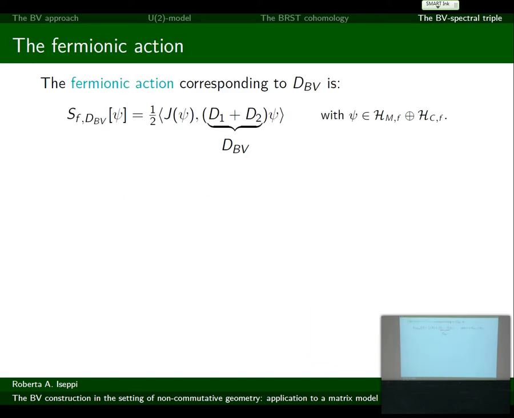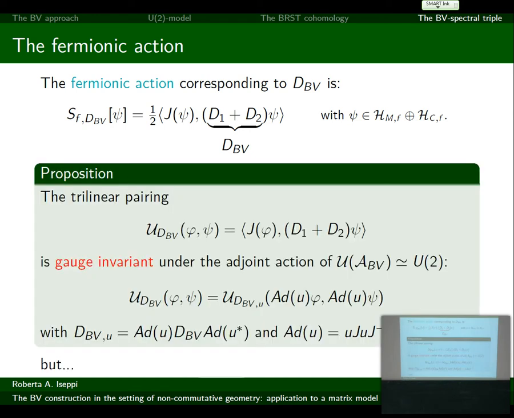Once we have the Dirac operator, we can consider the corresponding fermionic action, which is of this form. What we can prove is that when we consider this part as a trilinear pairing with respect to the first entries, the second entries, and the Dirac operator, this is gauge invariant under the adjoint action of the unitary element of the algebra. But since in this case the algebra is just M_2(C), the unitary is just U_2. Perfect, but there is a problem.